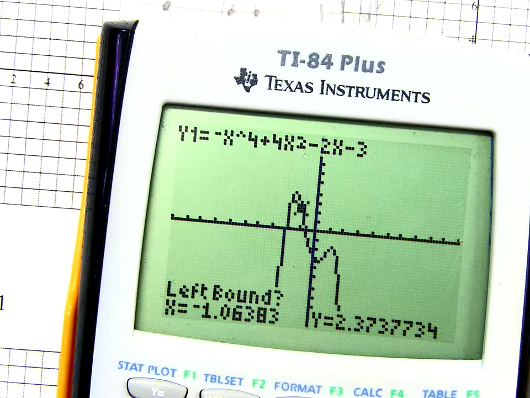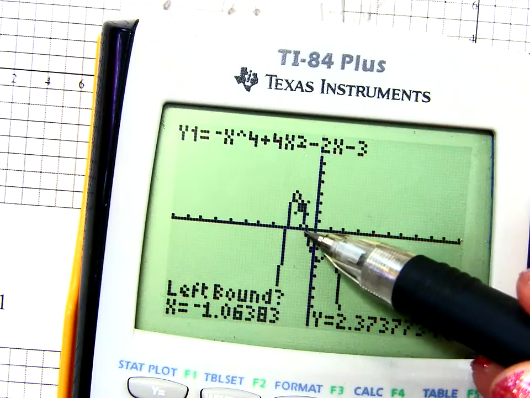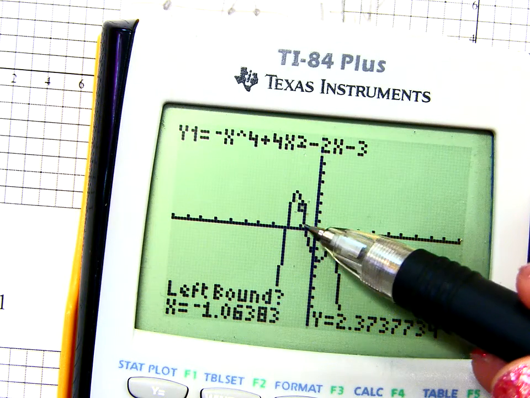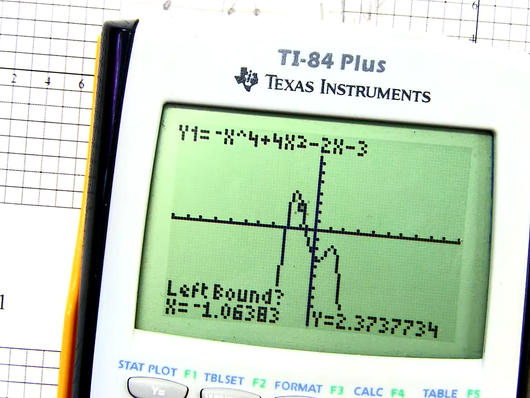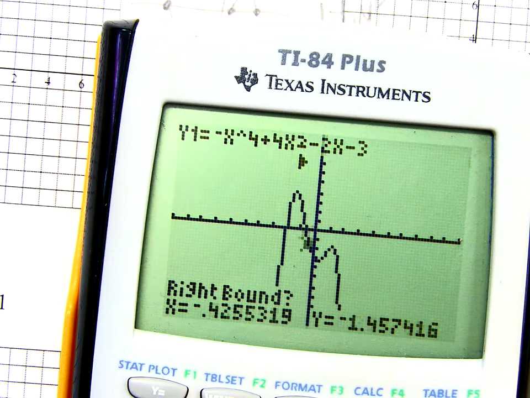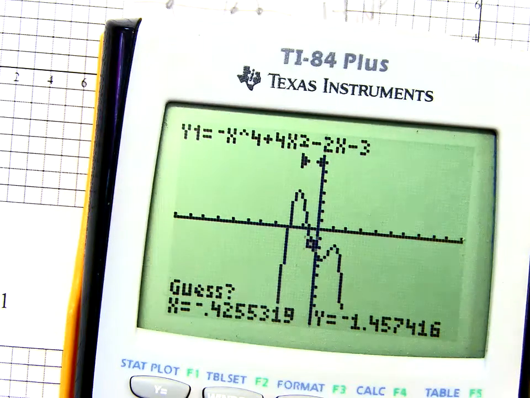Wait, so we're just going to leave this one? What? Write it down, because that's one of your answers. Now we're going to find the next one. So I just need to make sure I'm to the left of that intersection point, which I am, so I hit enter. And then it says right bound, so I go to the right of that intersection, and I hit enter. Doesn't matter how far to the left or how far to the right you are. You just need to make sure you're on the left and then on the right.